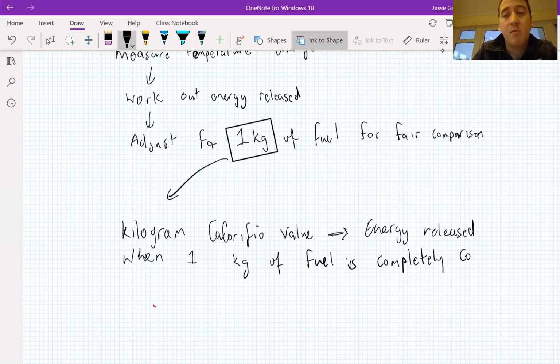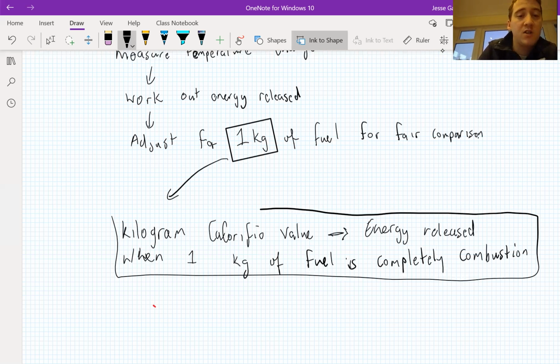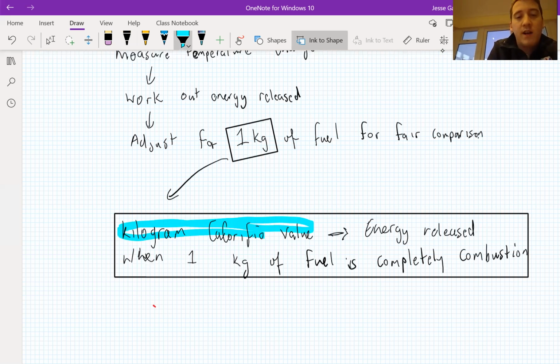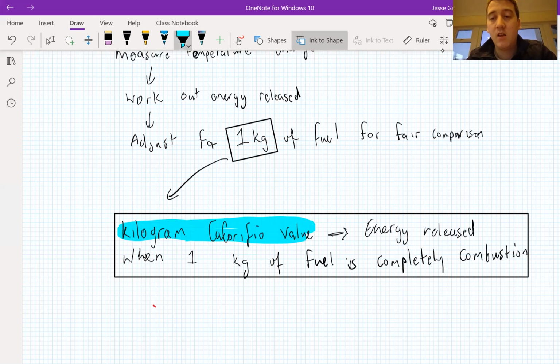So it has to be completely combusted. There can't be any of it left behind, which means you need to have a high oxygen supply, because if the oxygen supply runs out, then the combustion would stop. So the kilogram calorific value, guys, is the energy released when 1 kilogram of a fuel is completely combusted, apologies, is completely combusted.